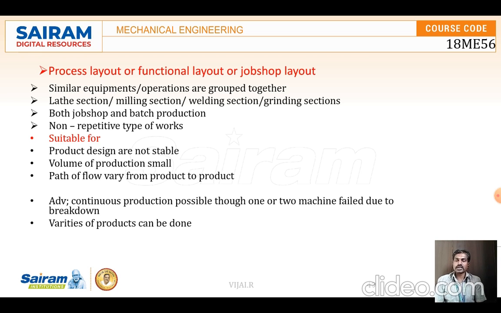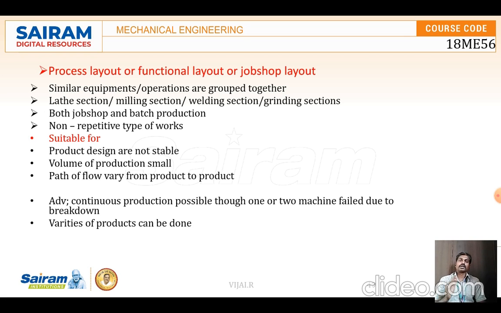The advantage here is that continuous production is possible, because even if one machine fails, production goes on. In the case of product layout, if any machine fails, the entire line will be stopped until the machine is repaired. Here continuous production is possible, and a variety of products can be made. It is suitable for a large variety of products, right?